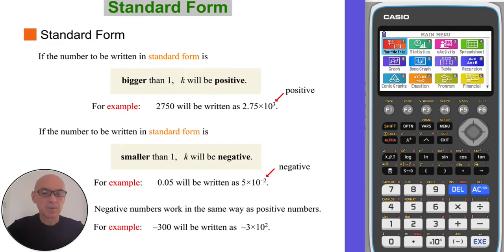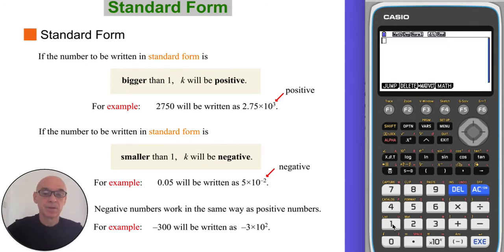If the number to be written in standard form is bigger than 1, then k, the power of 10, will be positive, a positive integer, as shown in the example here. I'll just verify that by typing it in for you. So 2.75 multiplied by 10 to the power of 3, 2,750.